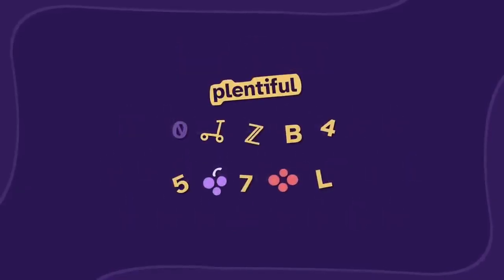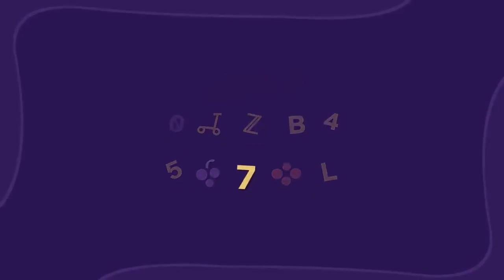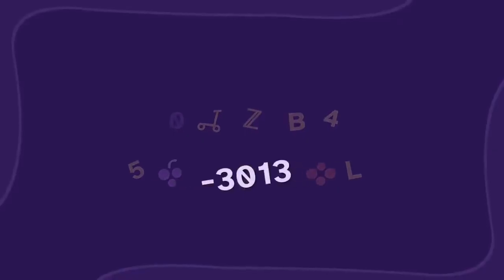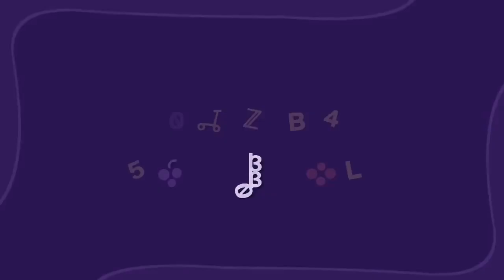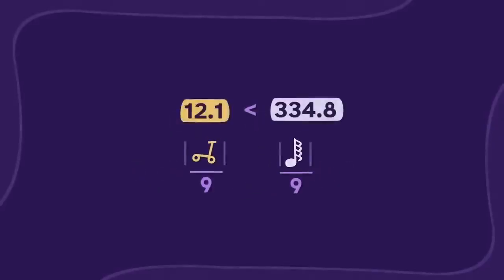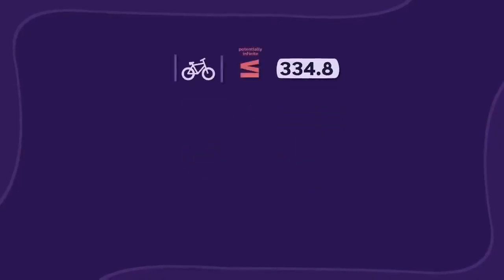It's pretty easy to make replacements with small numbers. But what about something bigger? What if we swap 7 for -3013? Of course, we need to squish these to make a 64th note. And then notice that absolute over 9 is 334.8. So now we have a much wider range of potentially infinite values.